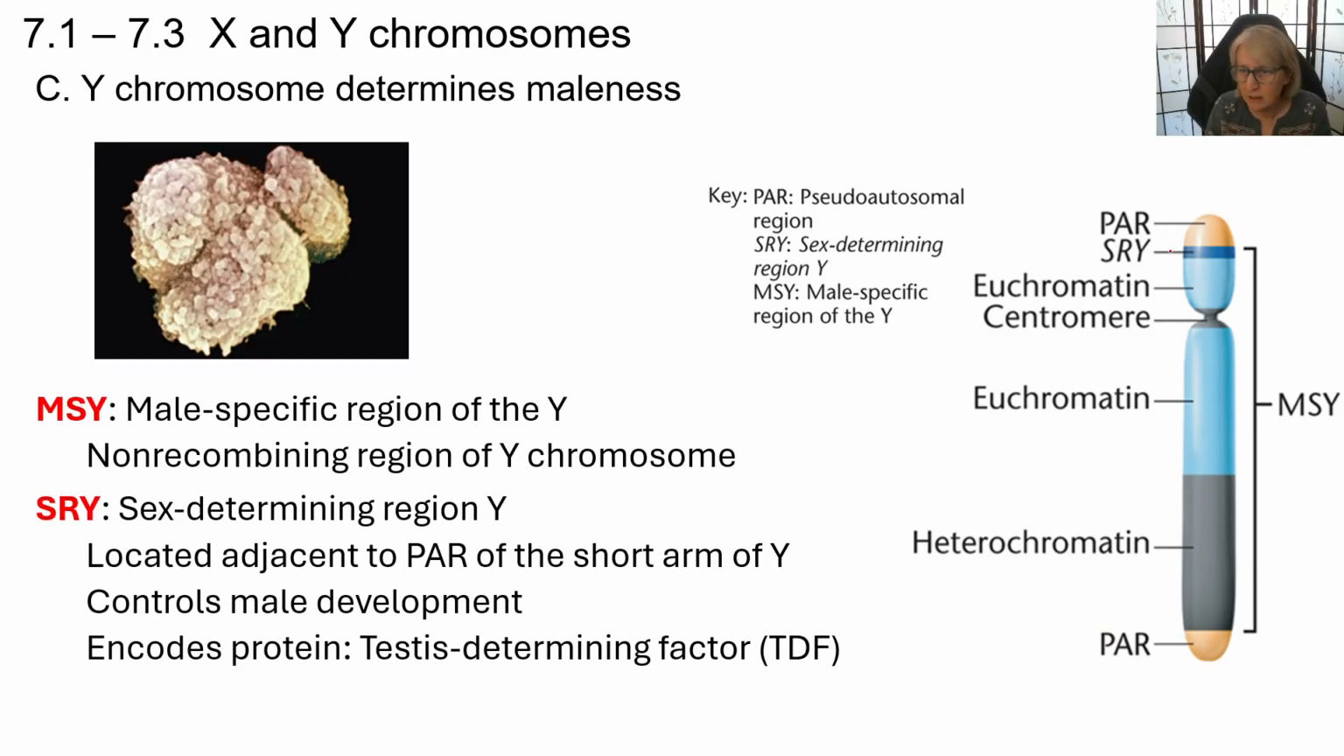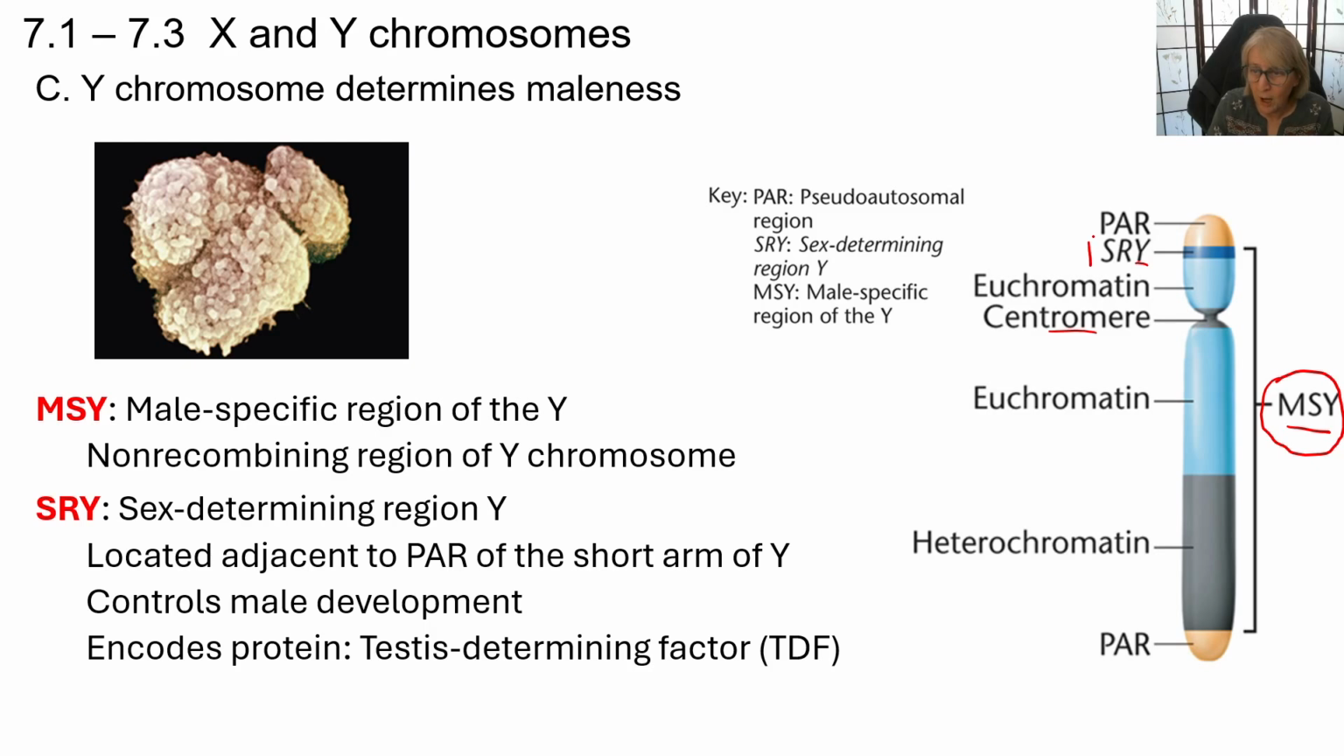In the middle of it here, you see it's got SRY, MSY, and then I have the centromere, that's the little pinched in bit. I want to talk about the SRY and the MSY. The male-specific region of the Y chromosome contains genes that have to do with developing as male from the embryo through adulthood. They do not recombine with the X. You can see it is almost the entire chromosome.